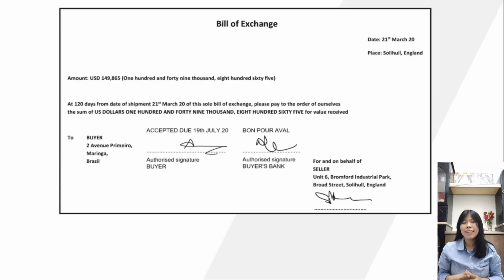Basically, this is an example of a bill of exchange that is signed with the acceptance avalised. The bill of exchange is endorsed by the bank by writing the word avalised and signing it with the authorized signature of the bank, which can be authenticated.